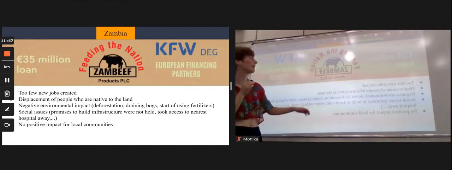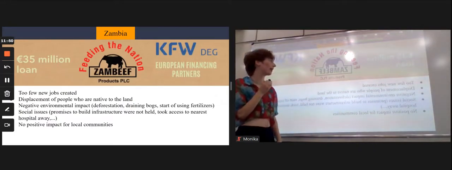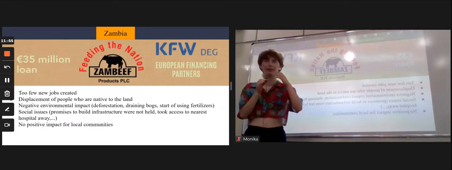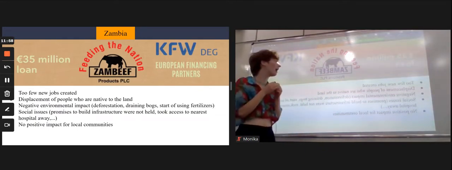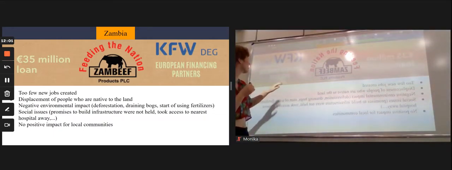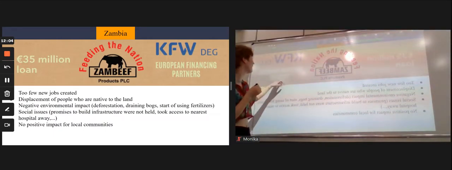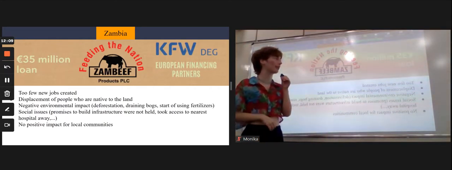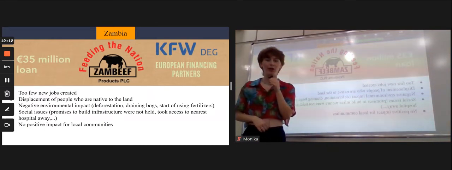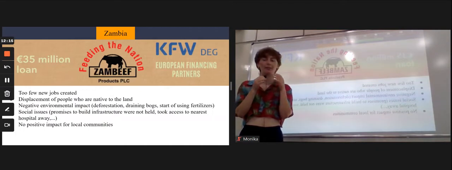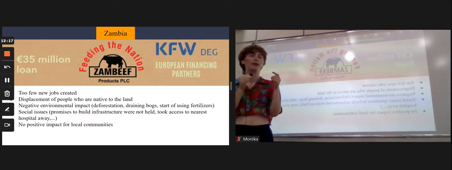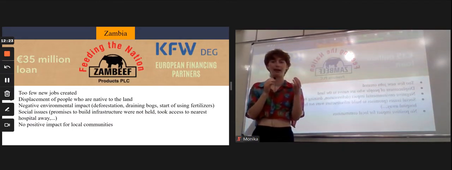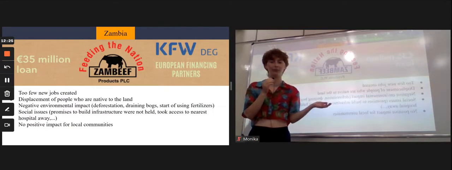Another case study is Namibia, and there is a company called Zambif, which produces food especially. There are the European financing partners, and a big bank in Europe gave 35 million euros of loan to this company to improve. Their goals were to create new jobs, make the local economy stronger, and make the food supply in this country better.